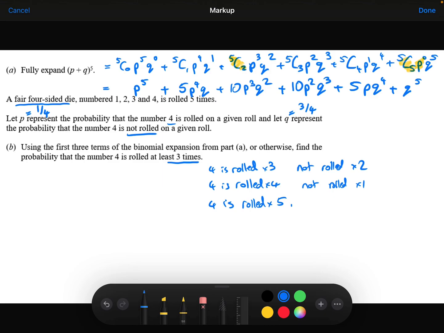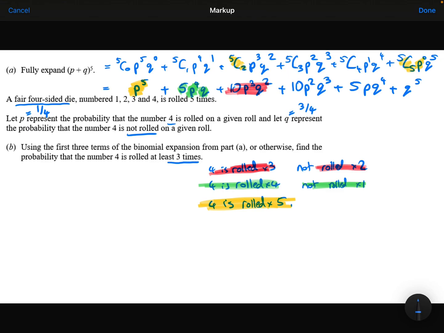And so this is why it is saying to use the first 3 terms of our binomial expansion. Because 4 being rolled 5 times is p to the power 5: 1/4 times 1/4 times 1/4 times 1/4 times 1/4. Then 4 being rolled 4 times and then not rolled once. And there's 5 ways that could happen, because it could not be rolled the first time, or the second time, the third time, the 4th time, or the 5th time. So there's 5 different ways that could happen. And then it could have been rolled 3 times but not rolled twice. That's this term here. So that's why it's telling us to use the first 3 terms of our expansion.